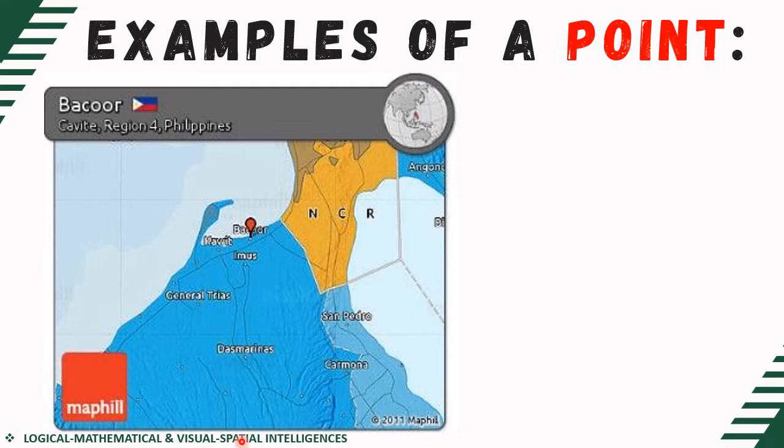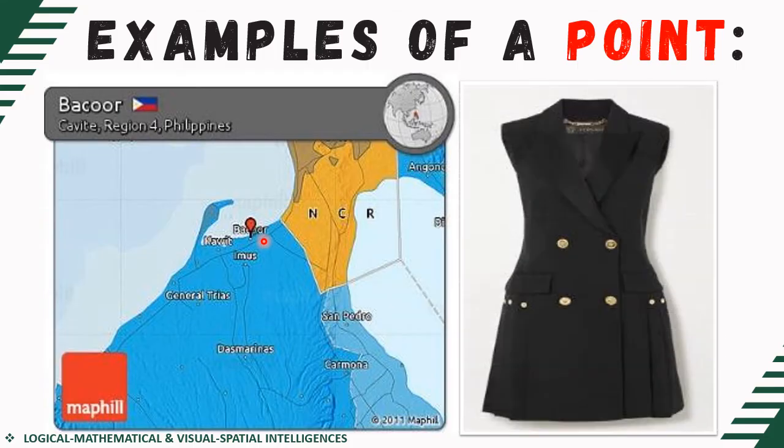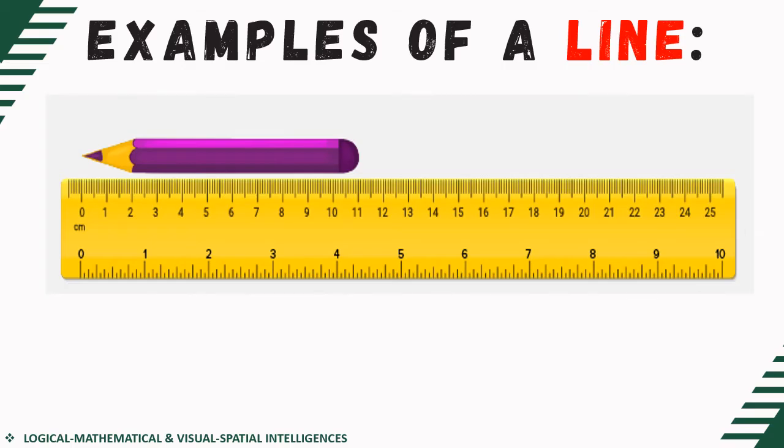Now let's have our first representation for point. In this given map, we can locate a particular area or place and we can represent it using a point. One more, we have this button. It's a simple representation of a point in a real life object or scenario. How about the real life example of a line? We have a pencil and a ruler.